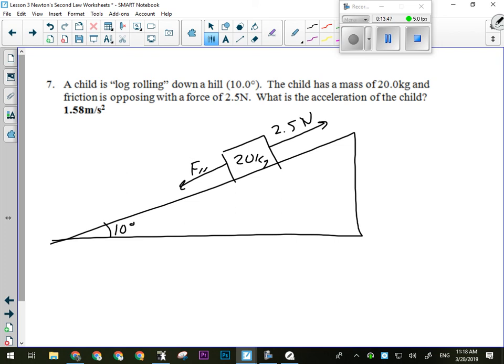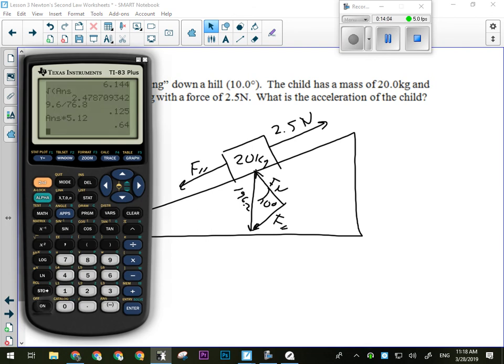All right, so what I have to do here is calculate my internal triangle, same as always. So this will be 196.2. Okay, I don't need F normal for this question. Right, F parallel is here. Okay, this is a 10-degree angle. So I'm going to go sine of 10 degrees times 196.2, right, which gives me 34.07 newtons down.